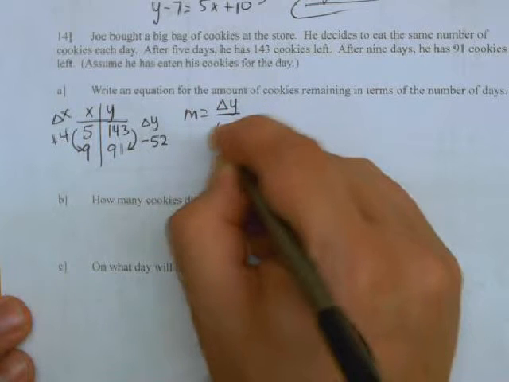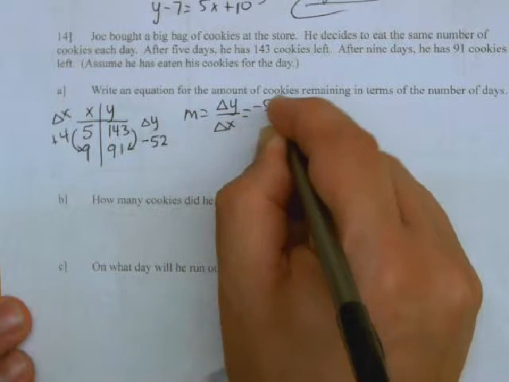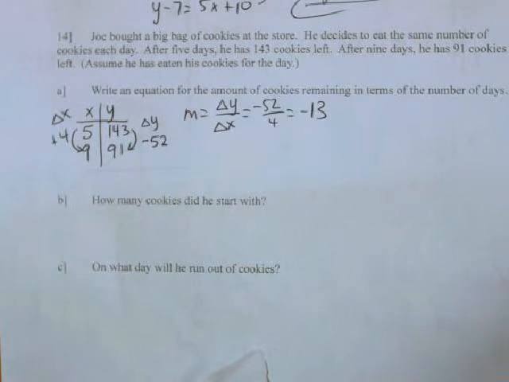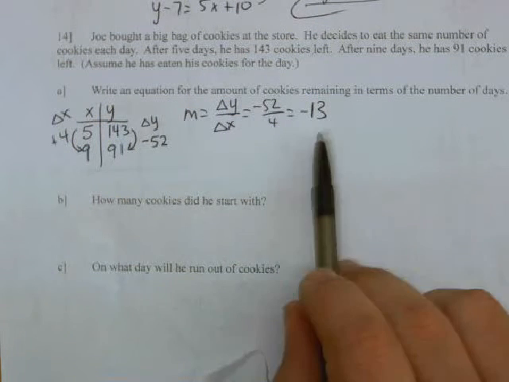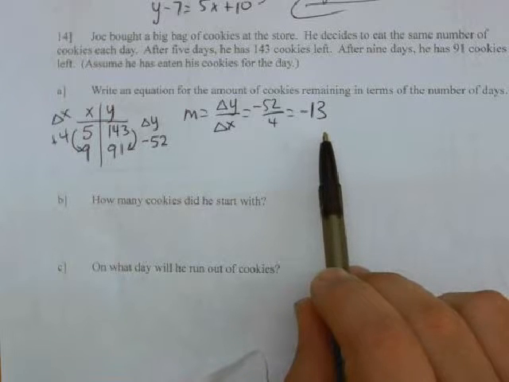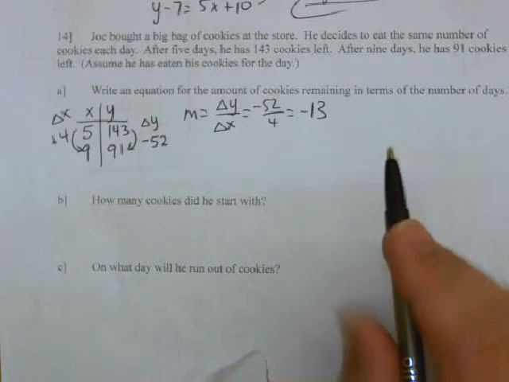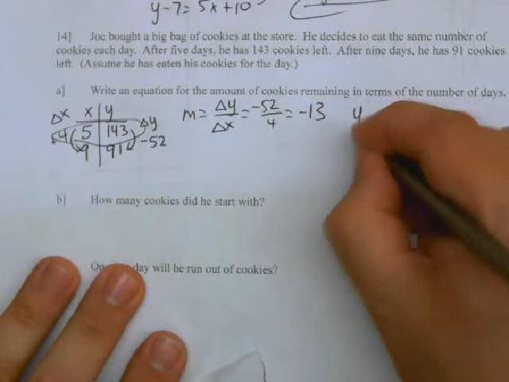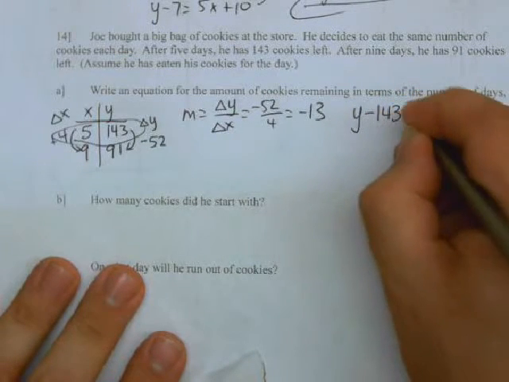So the change in y over the change in x is negative 13. So the negative 13 is the rate of change in this problem. So what it means is how many cookies he's eating per day. So I'm going to pick a point, and I'm going to write it into point slope form.